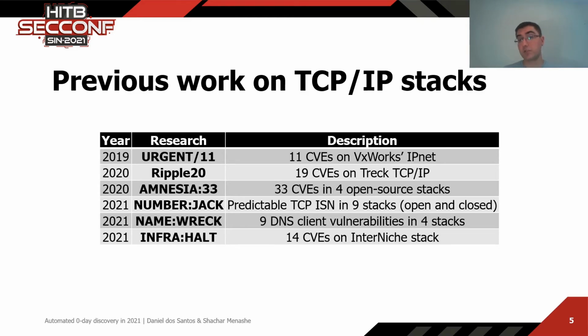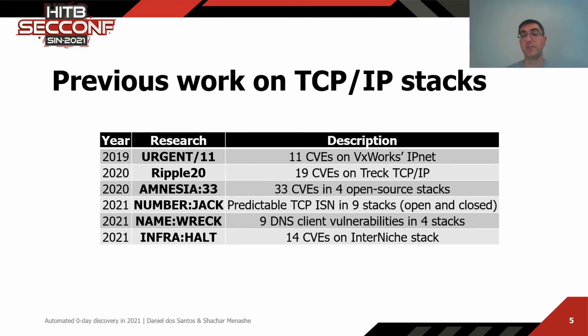Then we came up with NUMBER:JACK in the beginning of 2021, which was a set of vulnerabilities related to predictable TCP initial sequence numbers in 9 different stacks, open and closed. Then recently we had NAME:WRECK, which was a set of DNS client vulnerabilities affecting 4 stacks. And what we're going to discuss in this presentation is called INFRA:HALT, which is a new set of 14 CVEs on one specific stack called InterNiche.